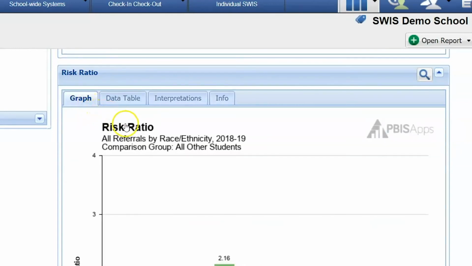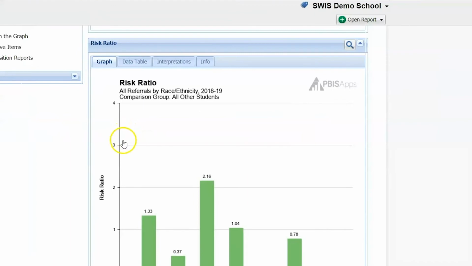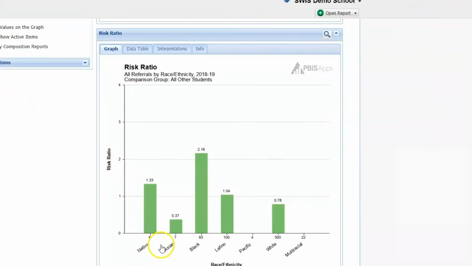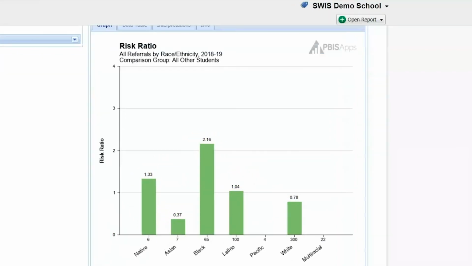Back here at the graph, we again see each subgroup's total enrollment shown at the bottom of each bar. And with Show Values selected from the Options menu, we see each subgroup's risk ratio when compared to the group of all other students. In a perfect world, all groups would have about the same likelihood of receiving a referral.